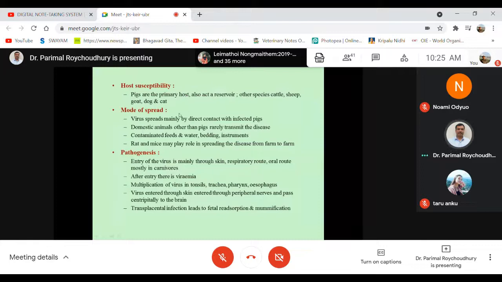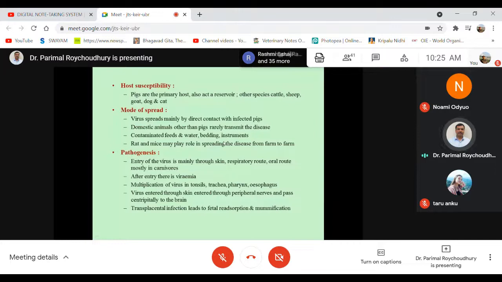So if you come to the mode of spread, direct contact is a mode of transmission. The virus rarely can survive in the environment for a long period, so close contact is always needed for disease transmission. Here again, the carrier status is an important feature, the latency. Adult animals may latently get the infection and they may shed the virus from time to time and become a source of infection for others. Contaminated feed and water, the bedding and the instruments in a pigsty may be a source of transmission.